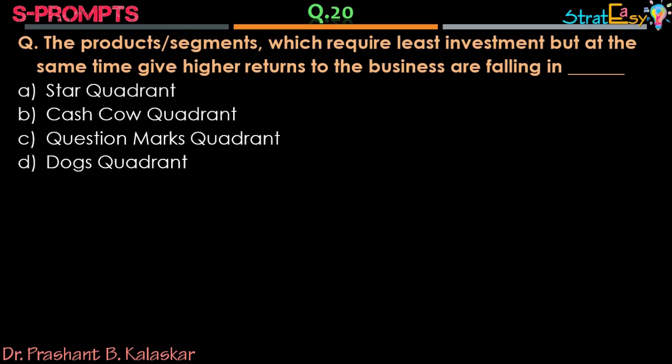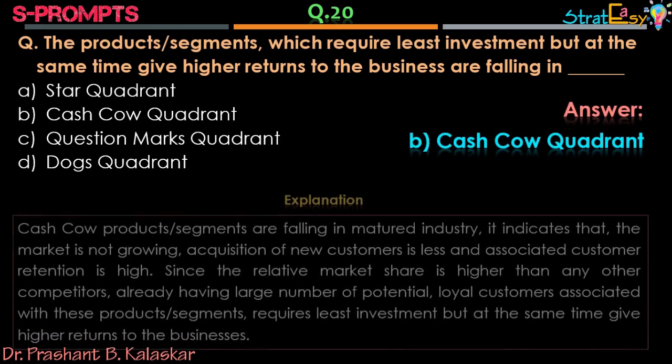Question number 20. The products or segments which require least investment but at the same time give higher returns to the businesses are falling in dash, and the right answer is option B, cash cow quadrant.